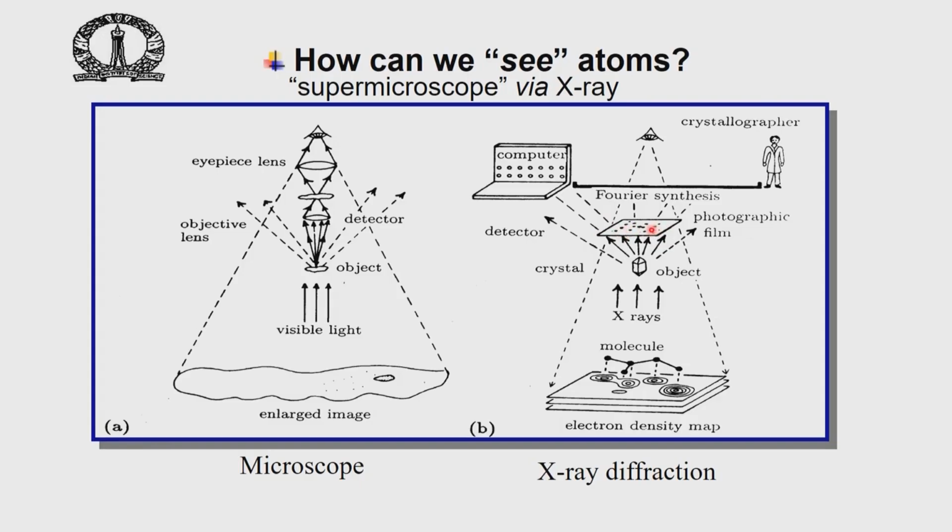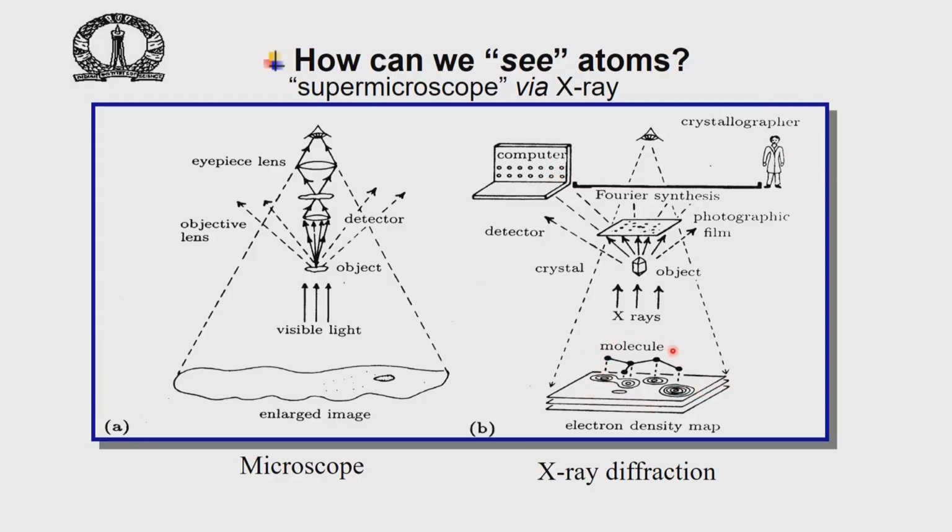Then we solve the phase problem by some means and do a Fourier synthesis using the help of a crystallographer in earlier days, but nowadays it is only computers which can do the job. So we do not need a crystallographer. We just use the computer and do the image reconstruction, and then once we do that, we will get the image of the object.